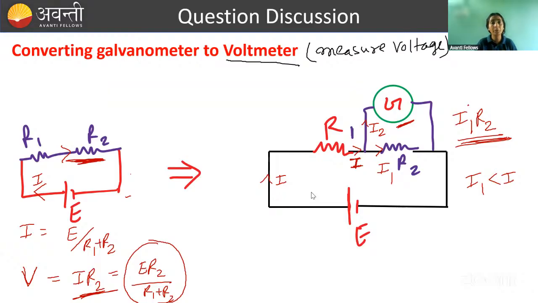So I1 R2 it is going to measure less value, measure karke dega. So there is a problem. We need to fix it. How we can fix it? So it can only be fixed if I1 ko hum log I ke barabar karna chahein.